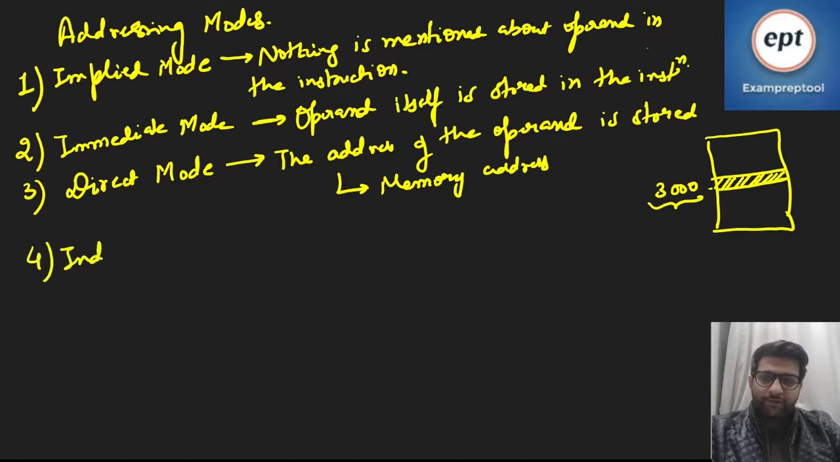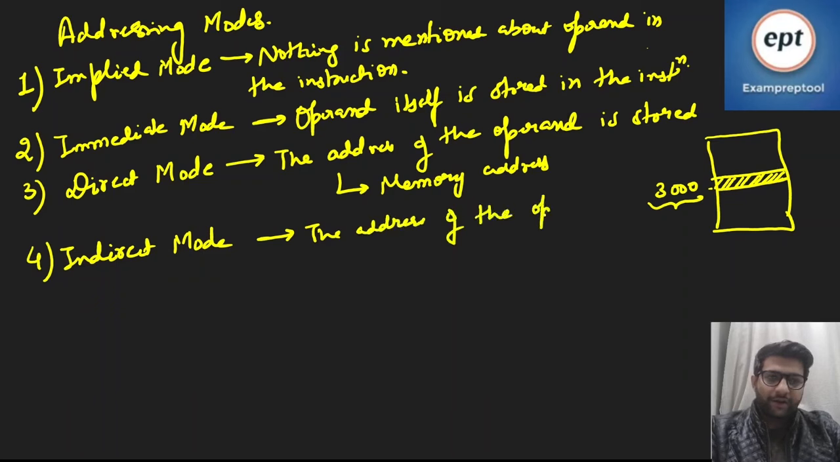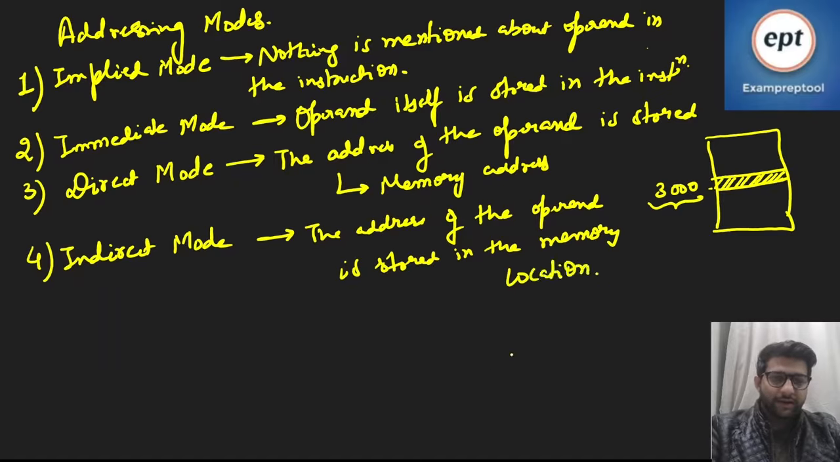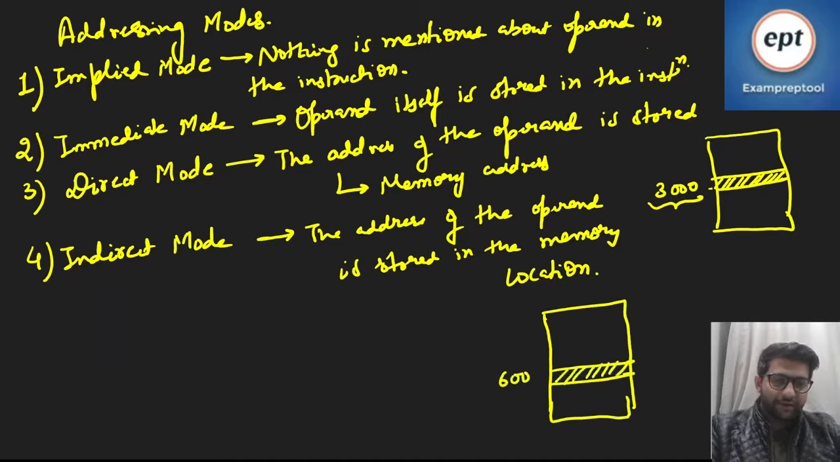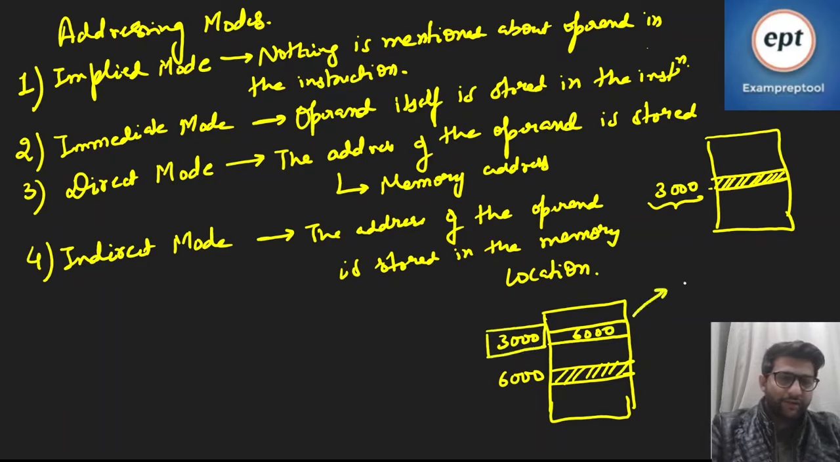The fourth one is the indirect mode. Now, the address of the operand is stored in a memory location. So let's say if this is our memory and our operand is stored at, let's say, the address 6000. Now there will be another memory location, let's say 3000, and this will store the value 6000, right? And this value 3000 will be stored in our instruction. So this type of addressing mode supports the concept of pointers, right?